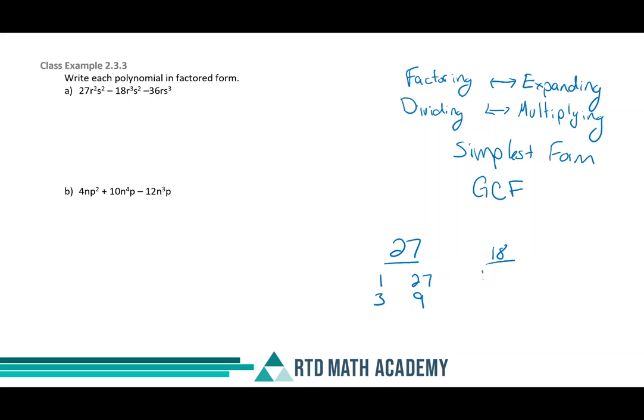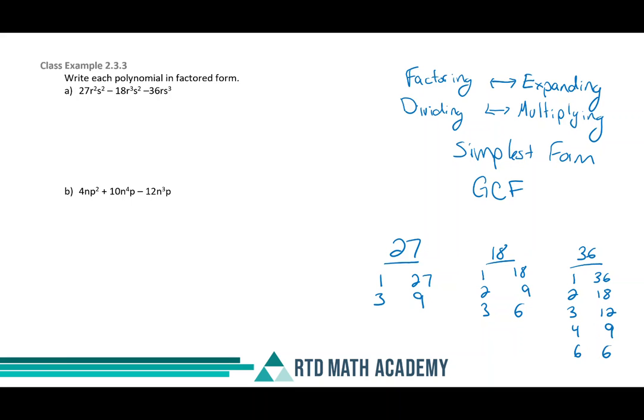18 has a few more. I've got 1 and 18. I've got 2 and 9. I've got 3 and 6. Okay, but at least I'm starting to see that 9 in there. So let's hopefully 36 is going to be in there as well. I've got 1 and 36. We've got 2 and 18. We've got 3 and 12. And we have 4 and 9, and 6 and 6.